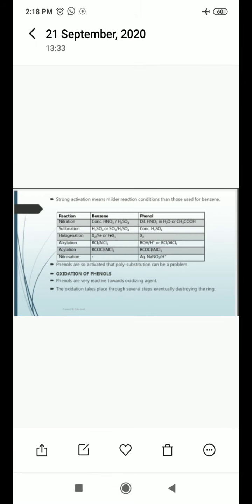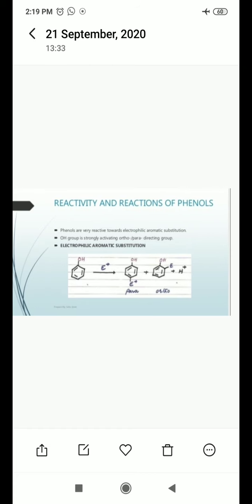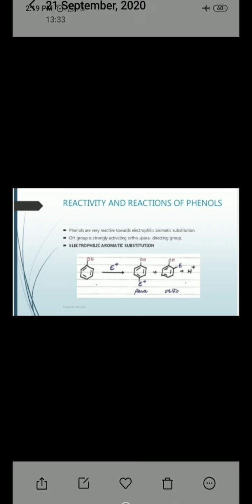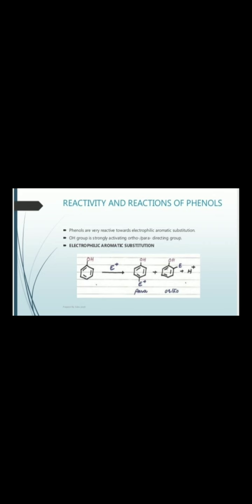In the next lecture we will discuss the oxidation of phenol, how oxidation of phenol takes place, and which different chemical reagents can be used for it. Today you have one assignment: you should write the reactions of phenol, that is, the preparation reactions for phenol. This is the assignment question for today's lecture.